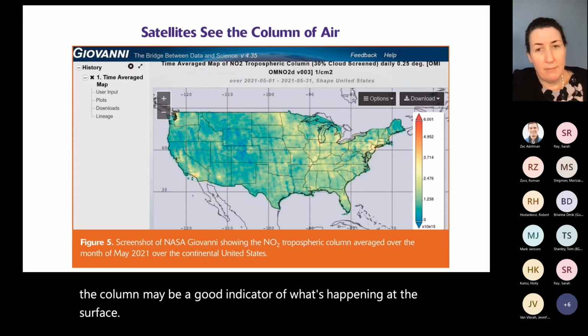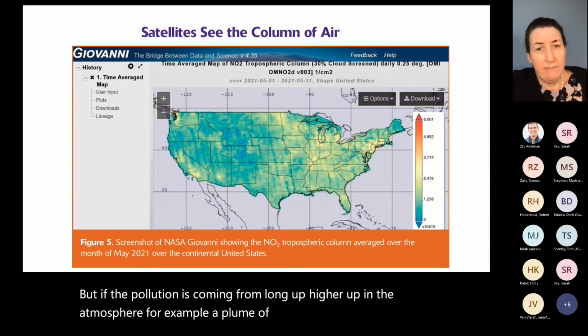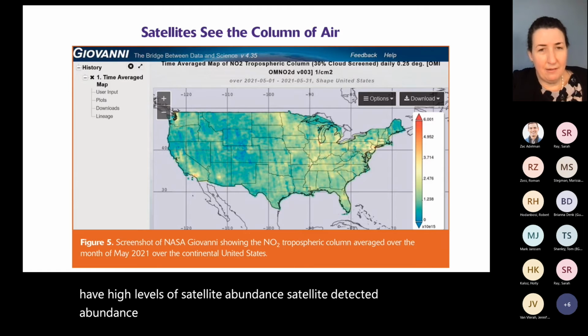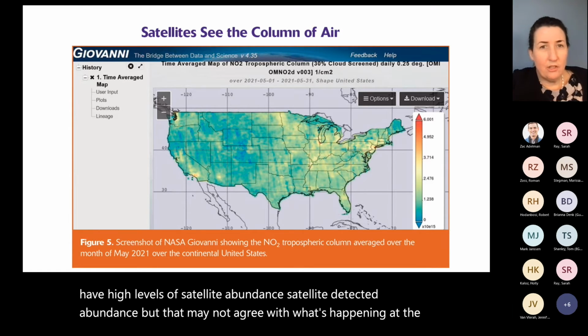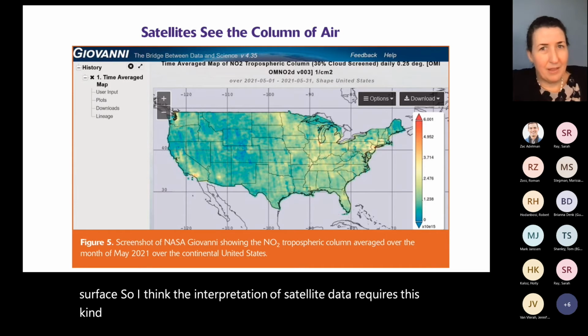But if the pollution is coming from higher up in the atmosphere, for example, a plume of wildfire smoke, then you may have high levels of satellite detected abundance, but that may not agree with what's happening at the surface. So I think the interpretation of satellite data requires this kind of column thinking, which is different than a monitor.